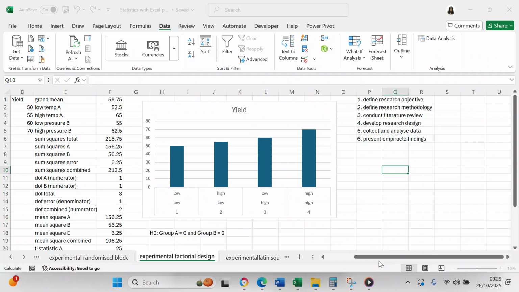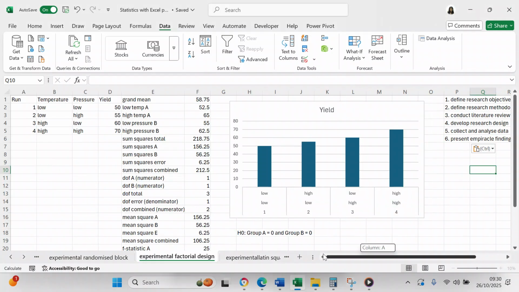So what I've done is, in order to do this, I've developed a practice question. So again, this is going to be yield.